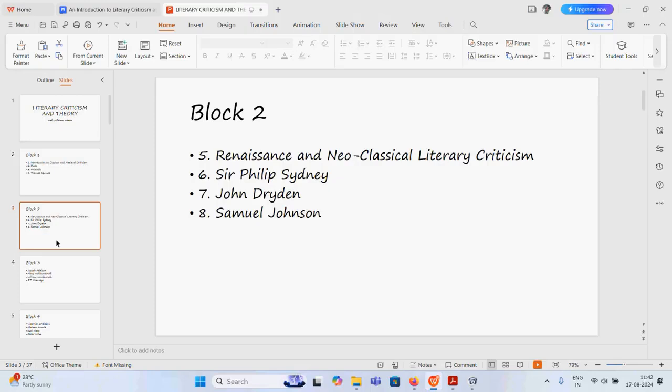Under Block 2, as you can see on your screens, we will first have a background study to Renaissance and neoclassical literary criticism. We'll study Sir Philip Sidney with specific reference to the types of poetry that he talks about, the defense or the apology of poetry. Then we'll look at Dryden and Samuel Johnson. The prescribed essays are there in your SLM. I'll take you quickly to the contents page in a little while.